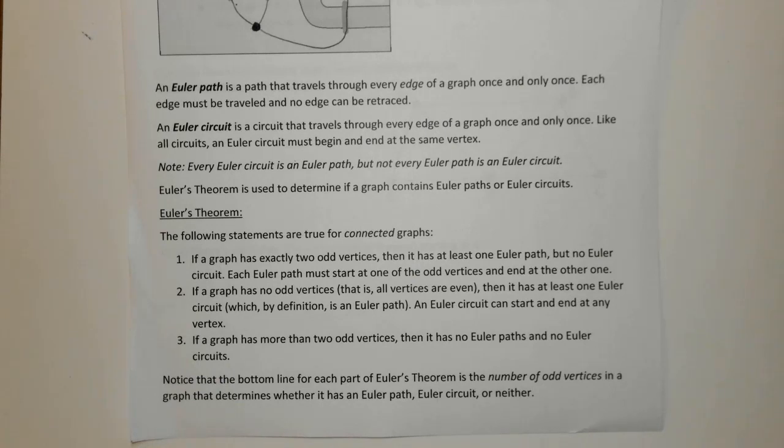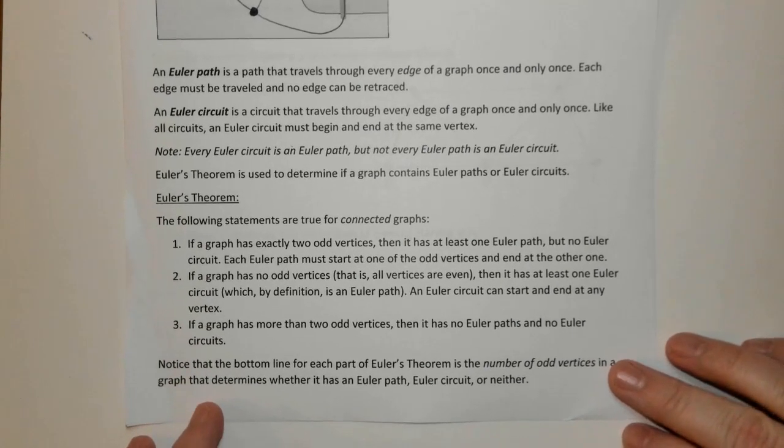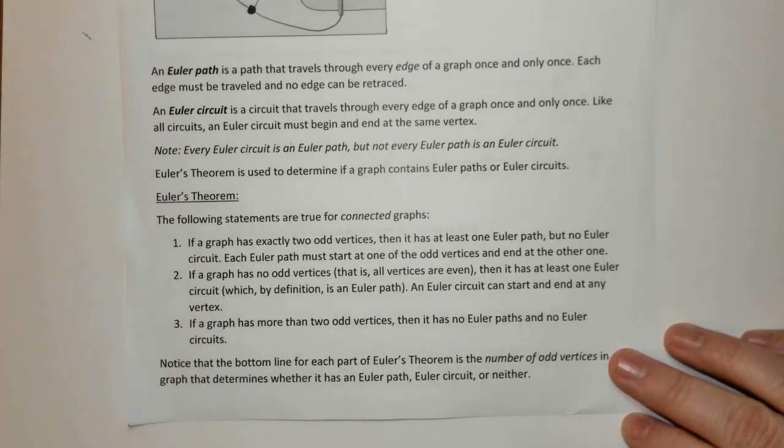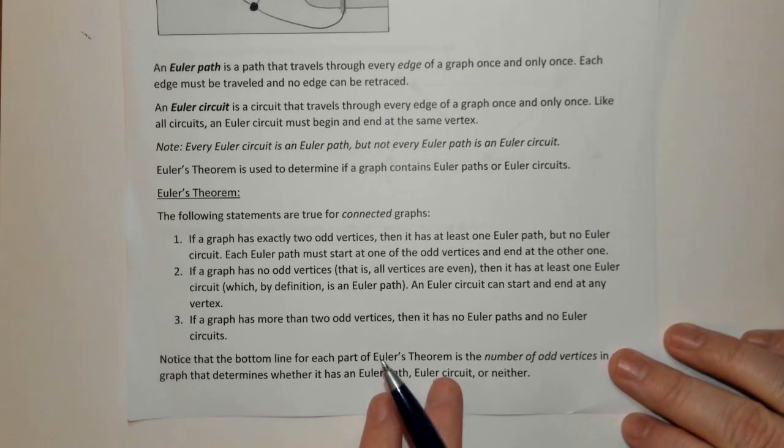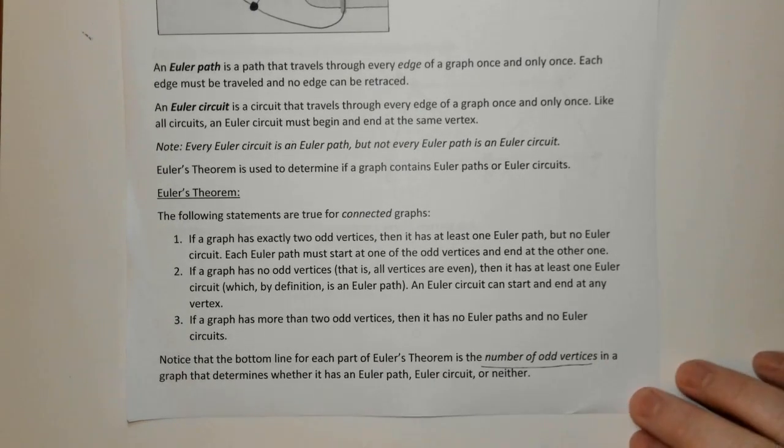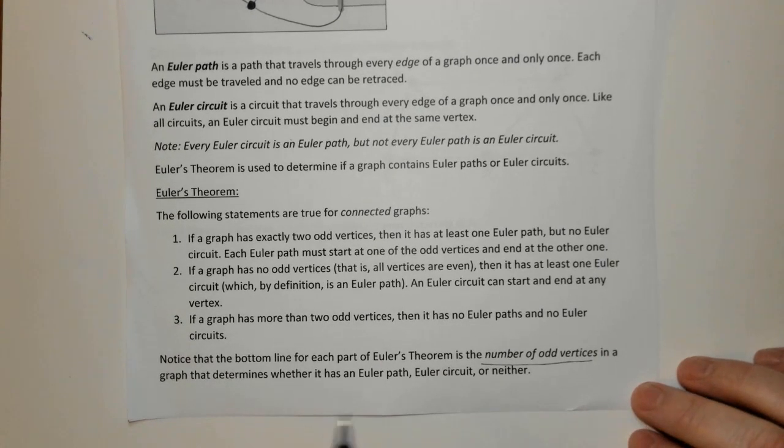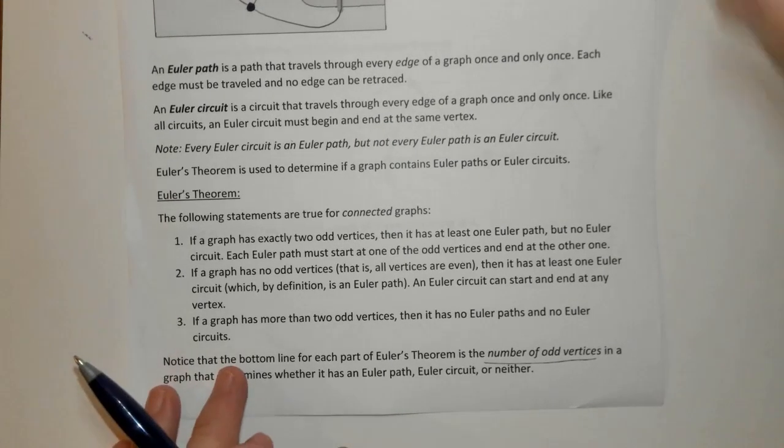that means they're all even vertices, then it has at least one Euler circuit, which is an Euler path. An Euler circuit can start at any of the vertices. If a graph has more than 2 odd vertices, then it has no Euler path and no Euler circuit. So what we can conclude here, the bottom line, is that each part of Euler's theorem is the number of odd vertices. And that determines whether you have an Euler path, Euler circuit, or neither.